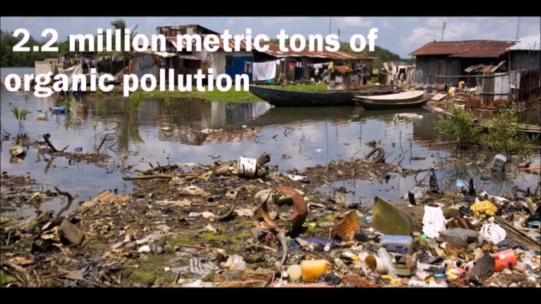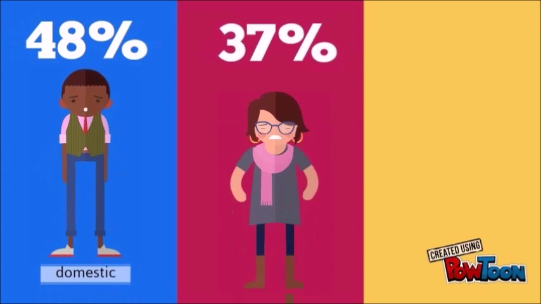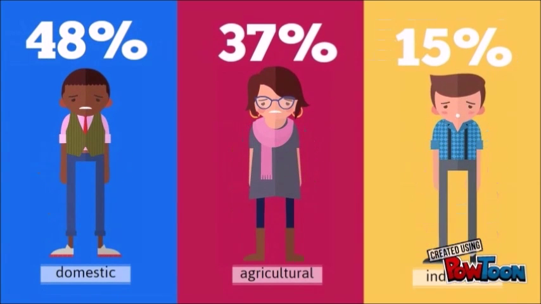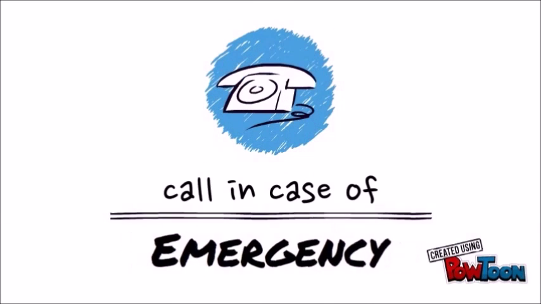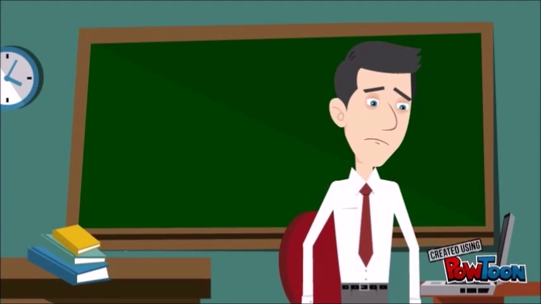Nearly 2.2 million metric tons of organic pollution are produced annually by the domestic, 48%, and industrial, 15%, sectors. In the four water critical regions, water pollution is dominated by domestic and industrial sources. Untreated wastewater affects health by spreading disease-causing bacteria and viruses.